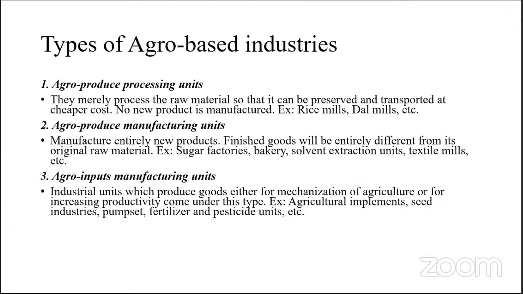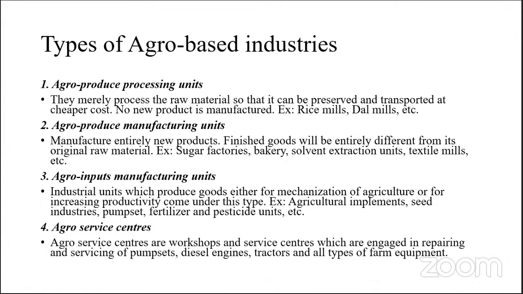Third are agro input manufacturing units. It is nothing but mechanization, agriculture inputs, implements, seeds, pump sets, and fertilizers. All these come under agro input manufacturing units, like preparation of fertilizers and pump sets by using different chemicals. All these things are involved under these manufacturing units.